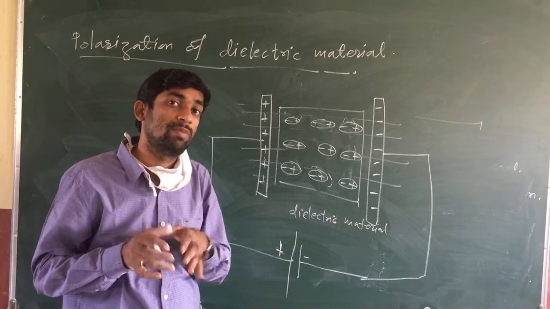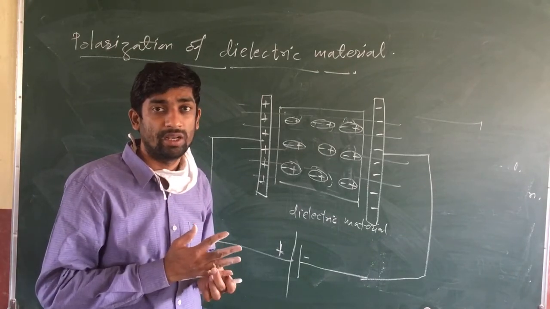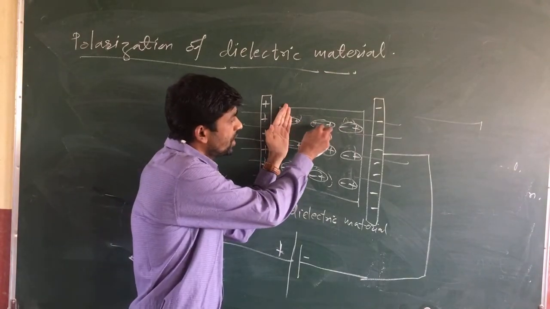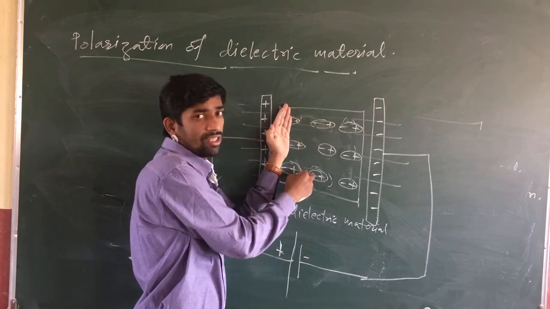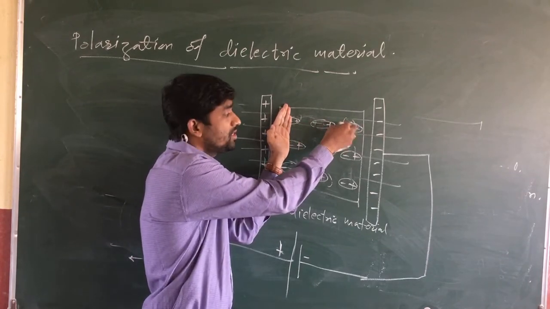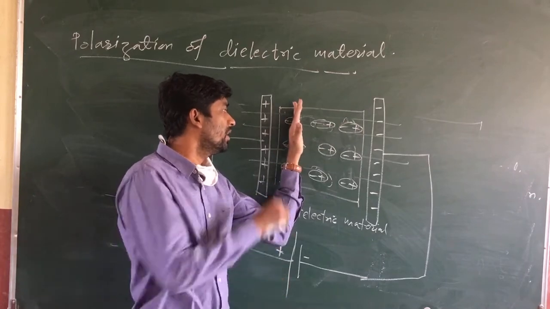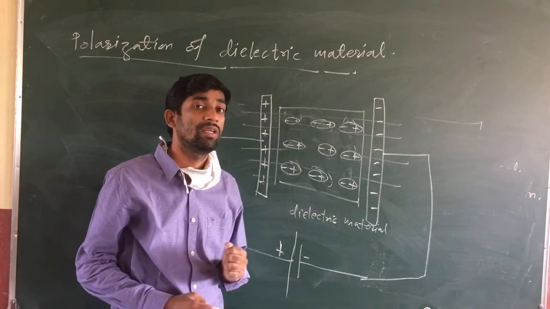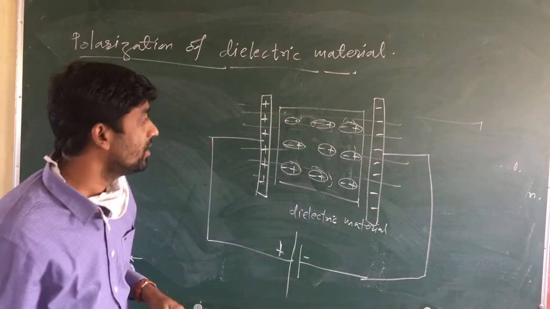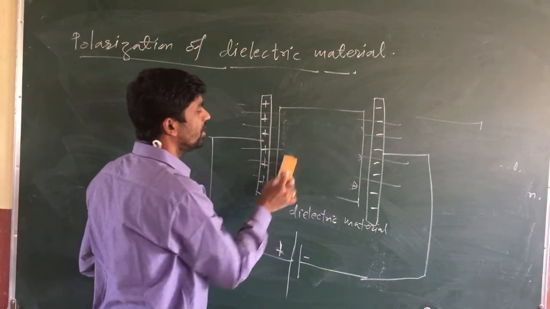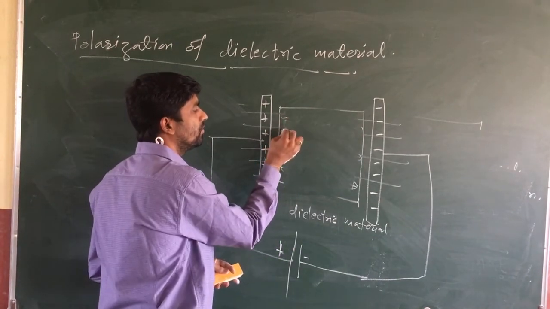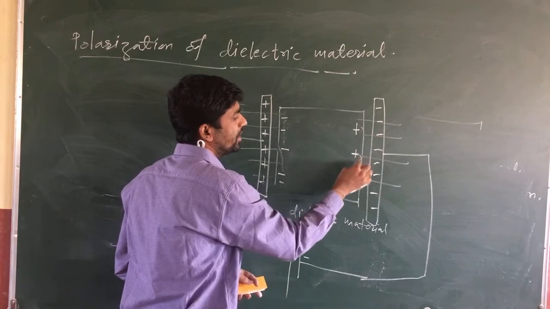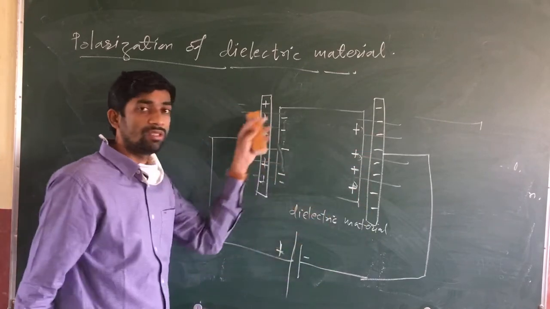So how can we explain the surface charges on the dielectric material? Observe here, this positive charge and this negative charge neutralize each other. This positive charge and this negative charge also neutralize each other. So what remains? Negative charges remain on one side and positive charges remain on the other. So if this dielectric material is polarized, I can draw only the negative charges induced on one side and the positive charges induced on the other side.